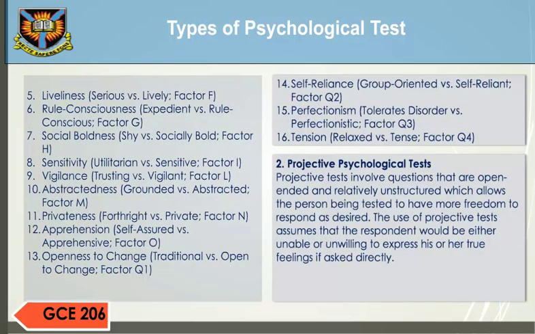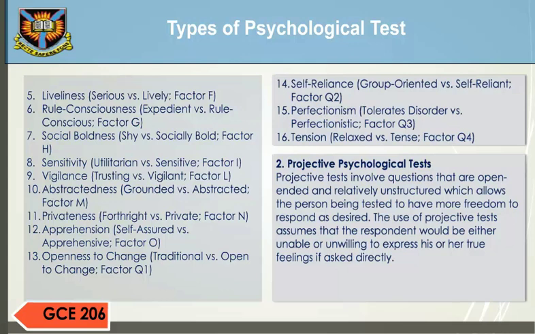5. Liveliness, serious versus lively, factor F. 6. Rule consciousness, expedient versus rule conscious, factor G. 7. Social boldness, shy versus socially bold, factor H. 8. Sensitivity, utilitarian versus sensitive, factor I.